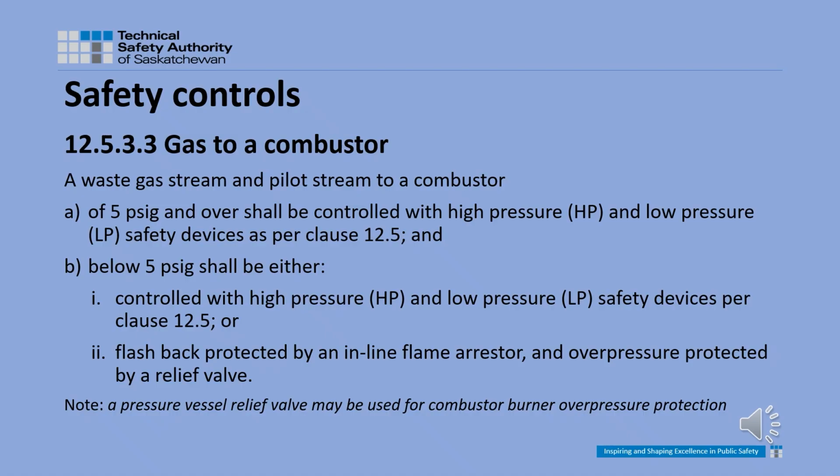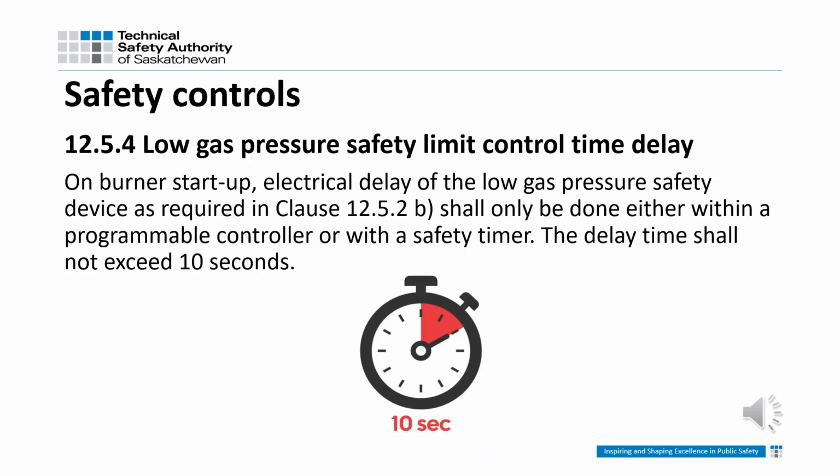Saskatchewan Codes of Practice 12.5.3.3, gas to a combustor. This gives the requirements when high and low pressure safety devices are required based on 5 psig and over and below 5 psig. 12.5.4. Low gas pressure safety limit control time delay. The time delay on a low pressure safety limit required under clause 12.5.2 B shall not exceed 10 seconds. This allows gas pressure to recover after burner startup situations.